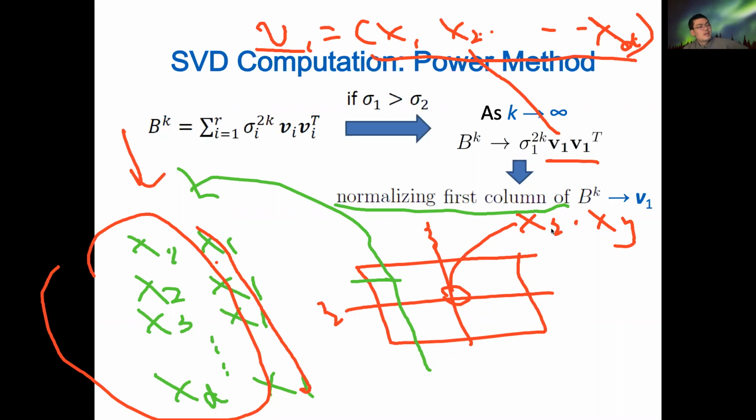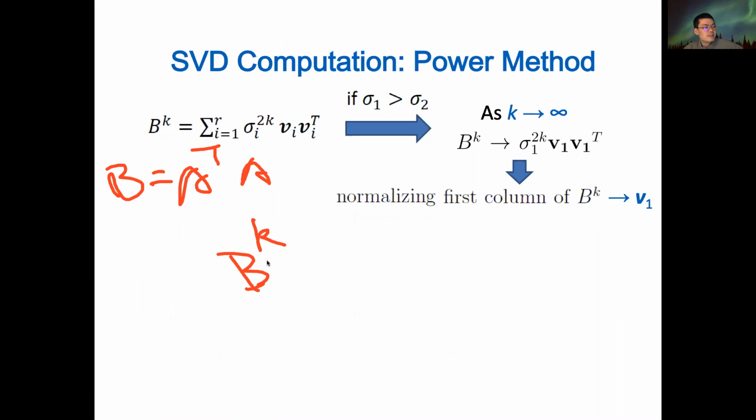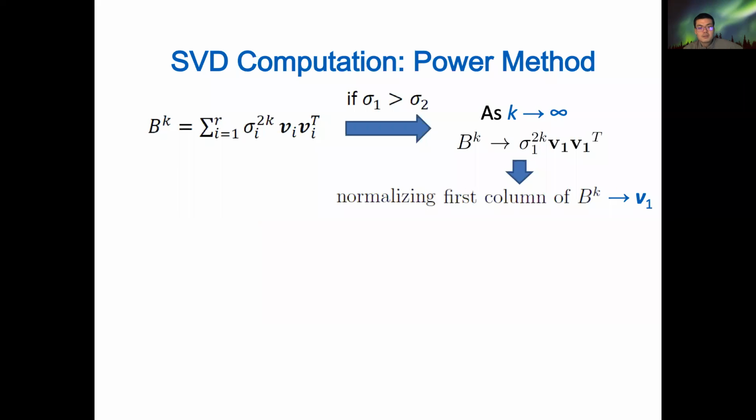So put simply, let me recap. All you need to do is get A times A transpose, which is B. Then you multiply it with itself many times, squaring, cubing, k times. Finally you get this huge matrix. Then you take the first column and normalize it, and you get the first singular vector. So that's the solution. If you want to get the second, the third, you will be using... let me see.